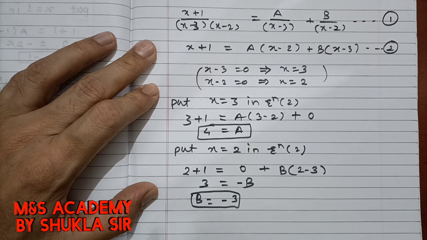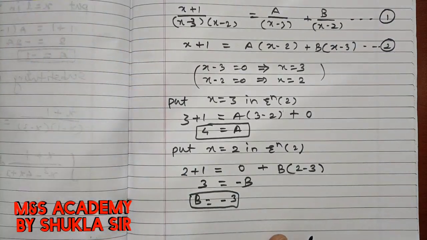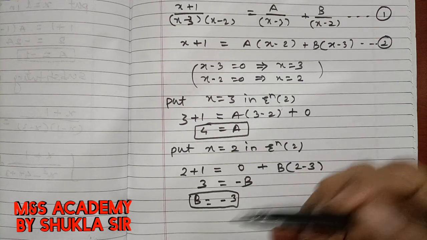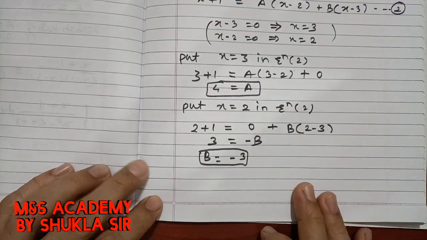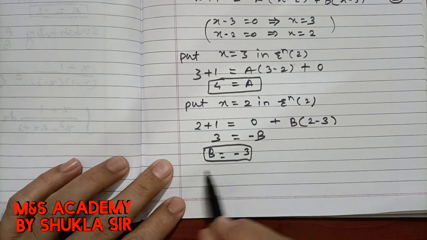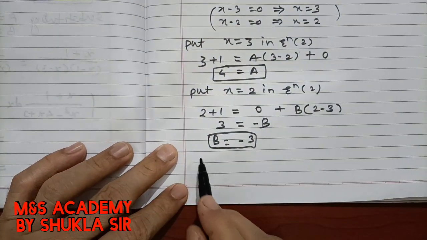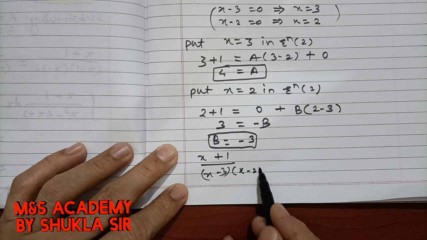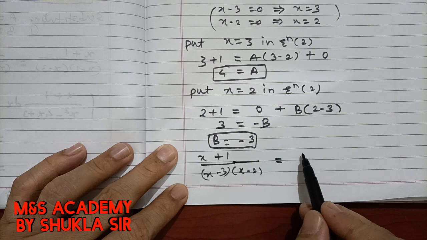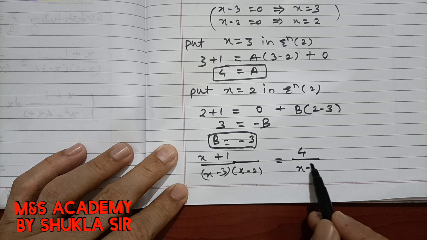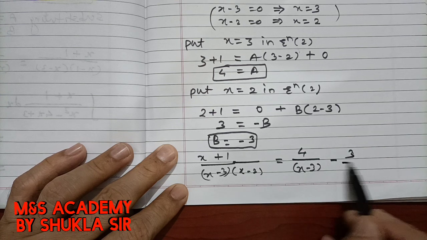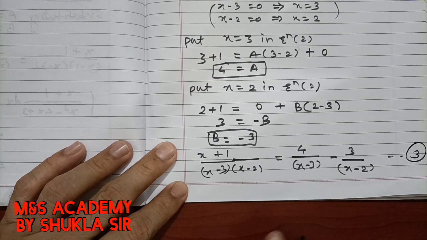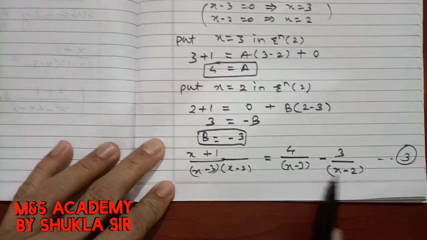So here A and B are the constants that we need to determine. Already we have found them, we can substitute. So by substituting, in this equation we'll get (x + 1) divided by (x - 3)(x - 2), which is equal to 4 by (x - 3) minus 3 by (x - 2). This is number 3. So integration of this is same as integration of this, which is same as integration of this.